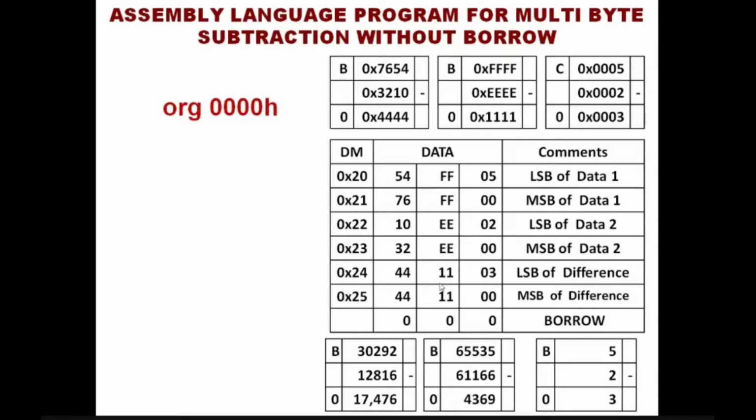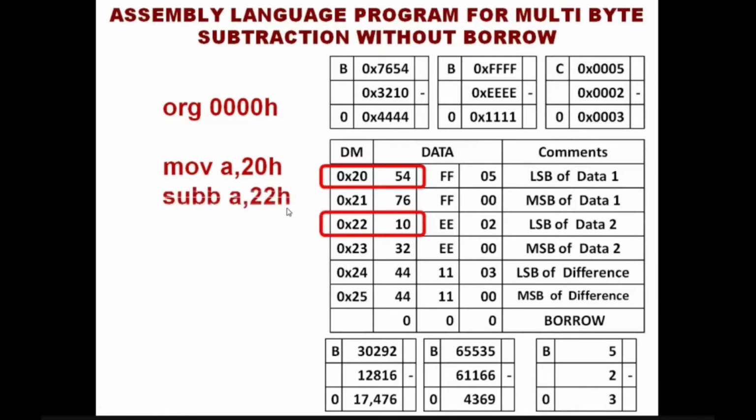ORG 000H. The first value we have to move from the 20th memory location to the accumulator. So MOV A, 20H is the first instruction. Then we have to subtract this 10 from 54. Where is 10? 10 is available in the 22nd memory location. So SUBB A, 22H is our next instruction.